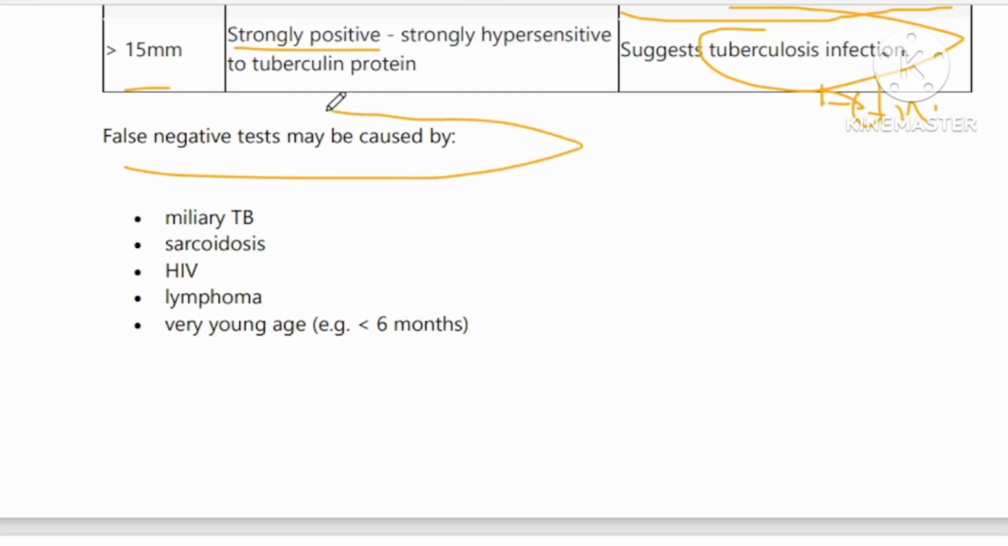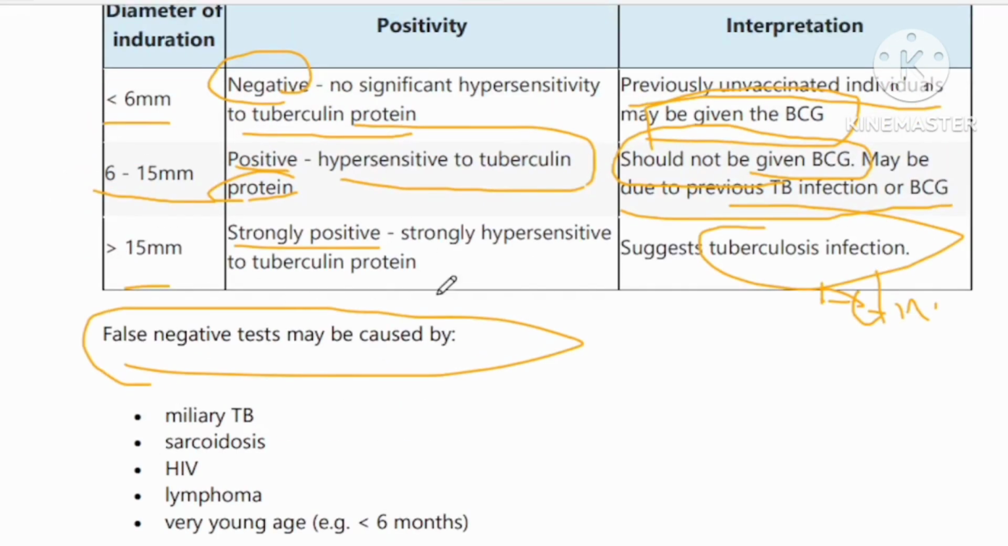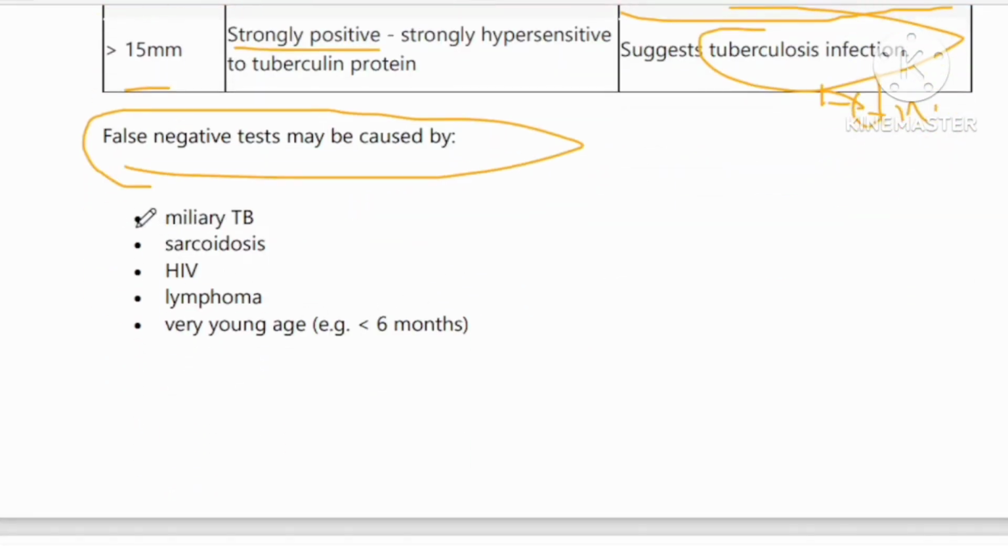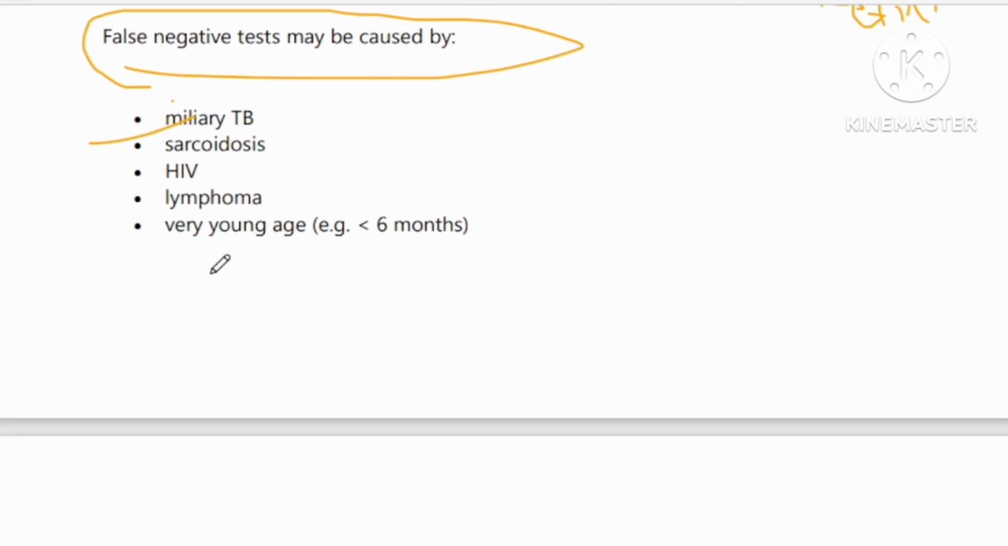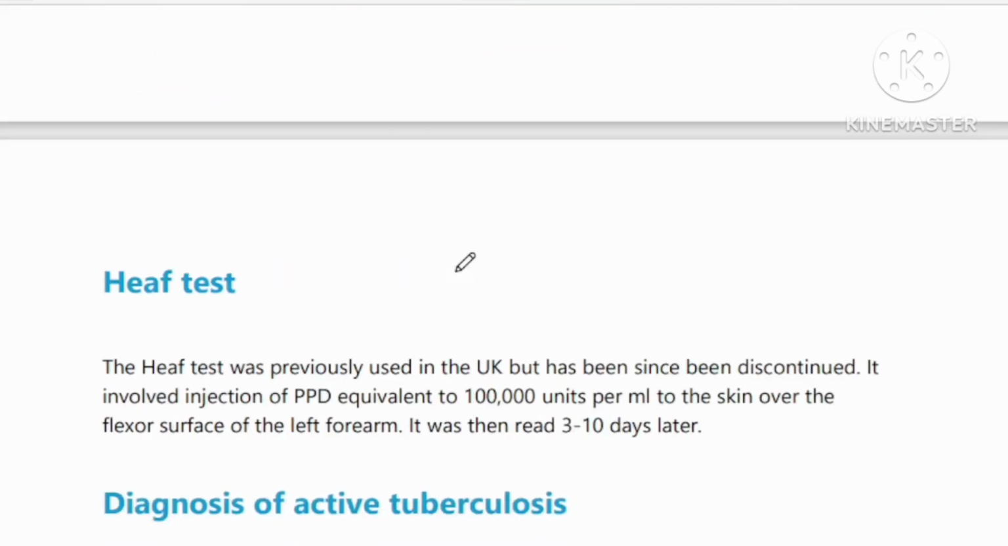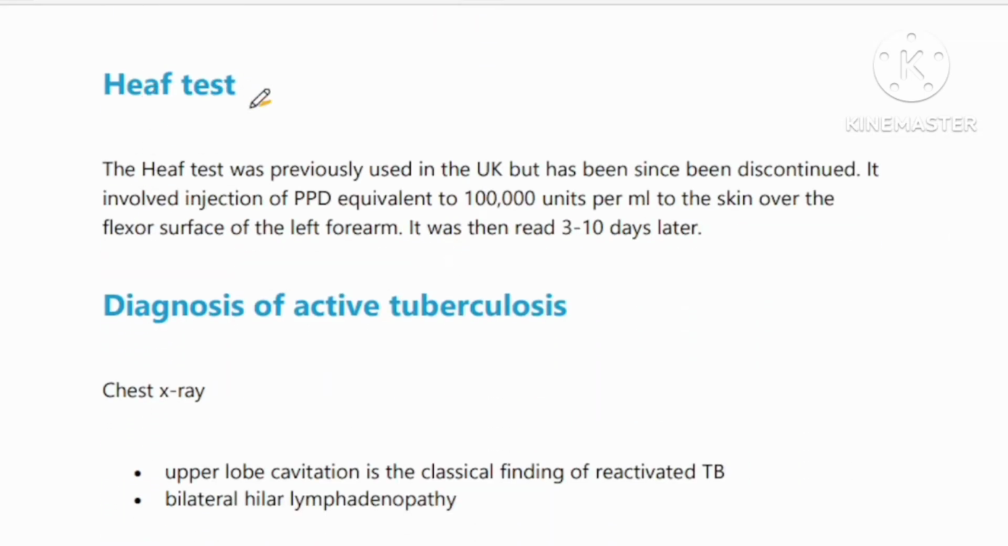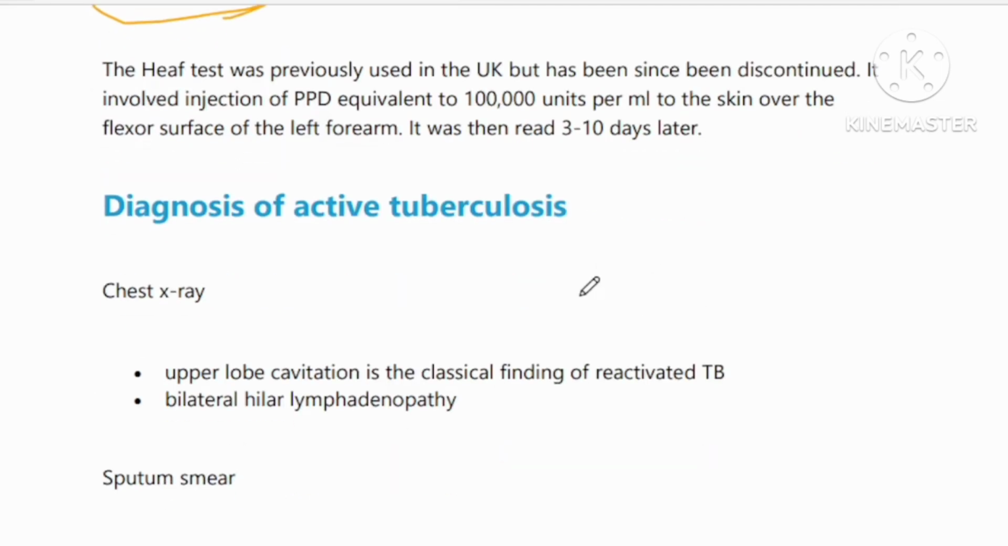Okay, false negatives. In most immunocompromised states it gives a false result, like miliary TB, sarcoidosis, HIV, lymphoma, or a very young age, less than 6 months. And there is the Heaf test, which is not performed nowadays.